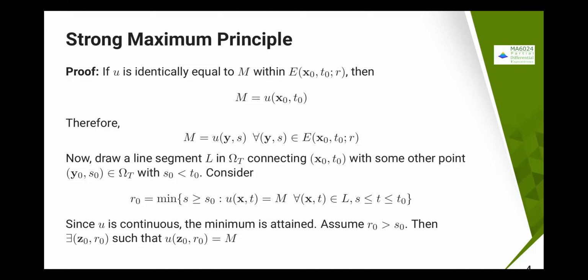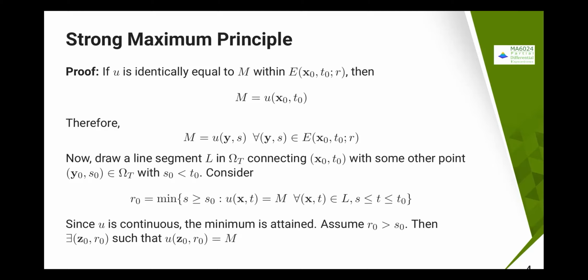Suppose I'm just going to draw a line segment. So this is my omega t. I'm going to draw a line segment L in omega t that is going to connect x naught comma t naught with some other point, suppose this is my y naught comma s naught, connecting it using a line, with s naught less than t naught, so these are the conditions given.